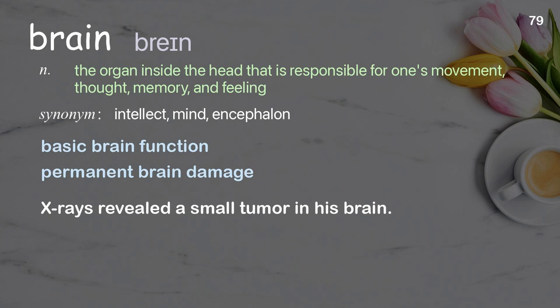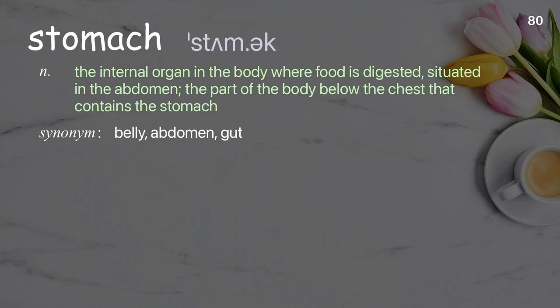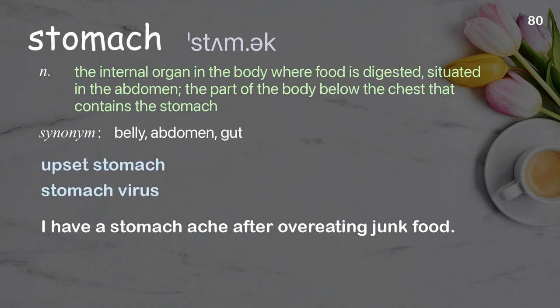Stomach. The internal organ in the body where food is digested, situated in the abdomen, the part of the body below the chest that contains the stomach. Examples: upset stomach, stomach virus. I have a stomach ache after overeating junk food.